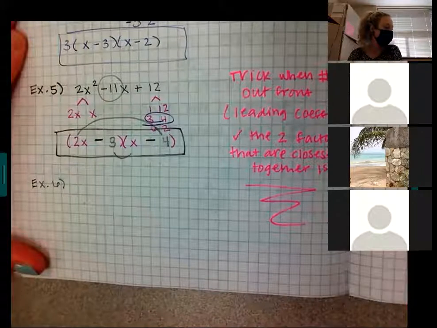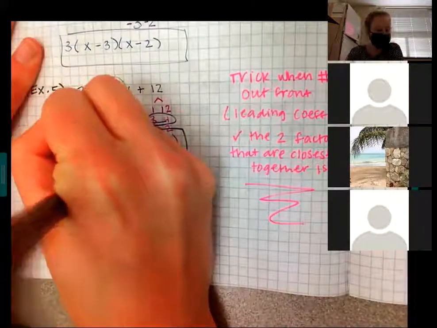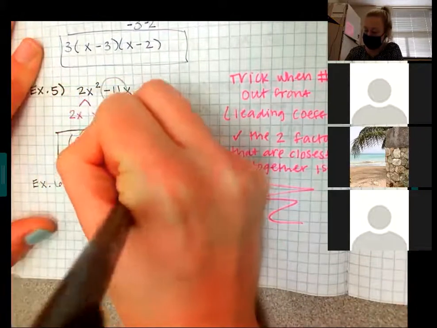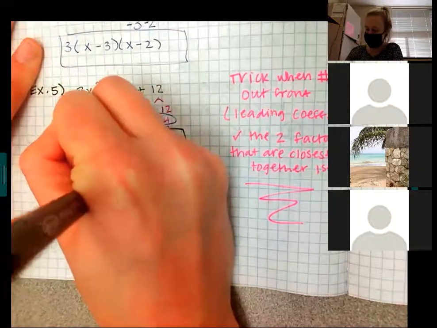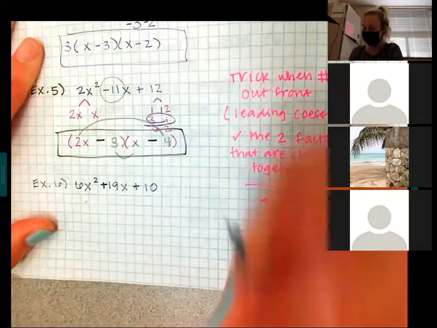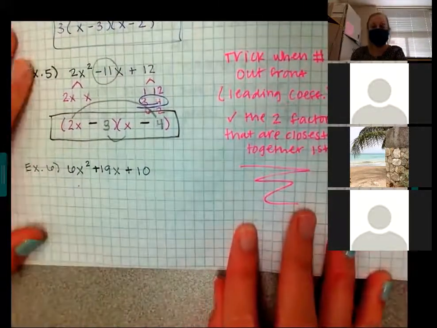All right, example 6. Let's do another one. Let's do 6x squared minus 19x. Let's make that a positive 19x just because. Plus 10. We're just going to keep doing some more of these.